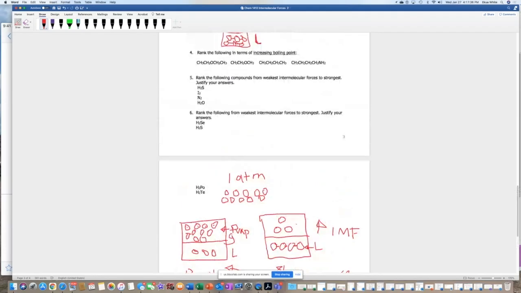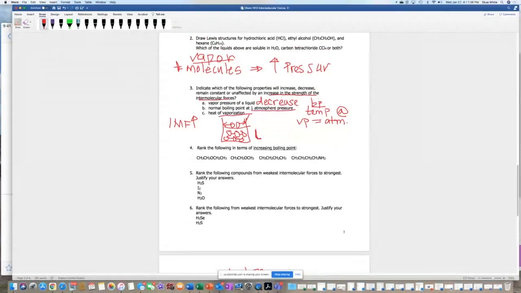So now we go back to the question. They're asking you, what will happen to the normal boiling point? If the goal is to boil, you have to increase this. So this would be increase. Does that make sense? The normal boiling point will have to be higher. Okay.